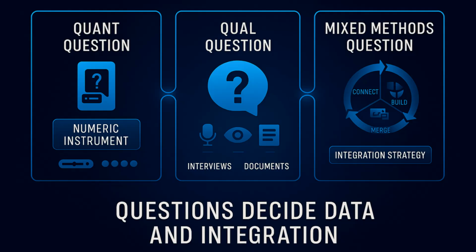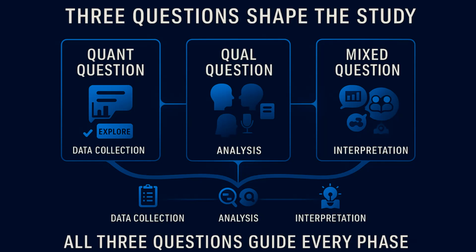Each research question also determines the type of data you will collect. The quantitative question determines the numeric instrument. The qualitative question determines the interviews, observations, or documents you will gather. And the mixed methods question determines the integration strategy, connecting, building, or merging. Together, the three questions shape the entire study, from data collection to analysis to interpretation.